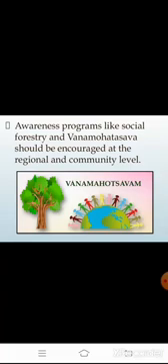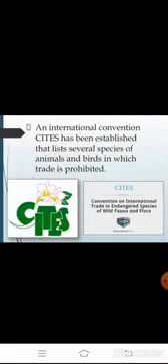And Van Mahotsav, what is that? It is also one of the social programs of planting trees at community levels as well as at regional levels. School children should be encouraged for bird watching and visiting nature camps so that they will appreciate the habitat of varied species. Now here an international convention, CITES.